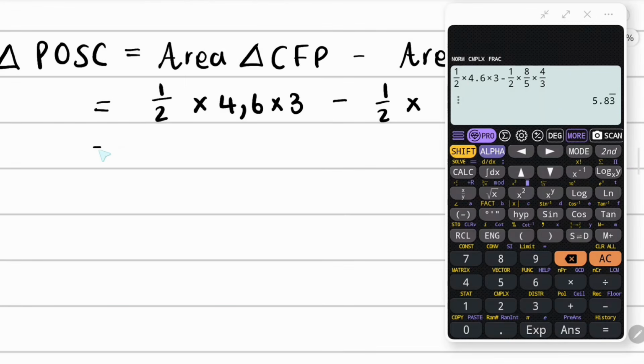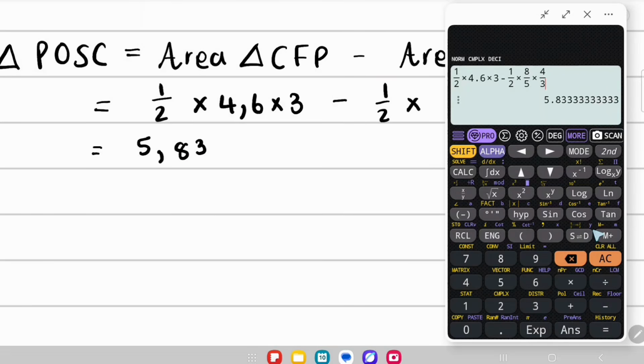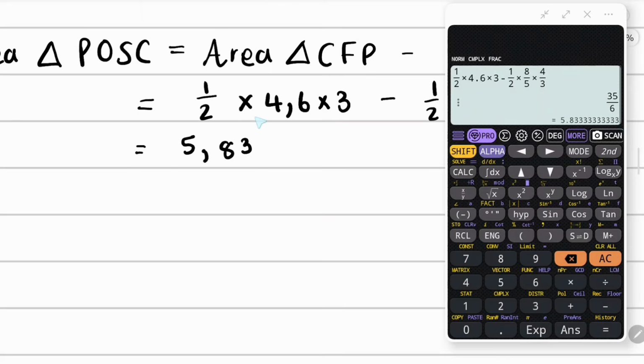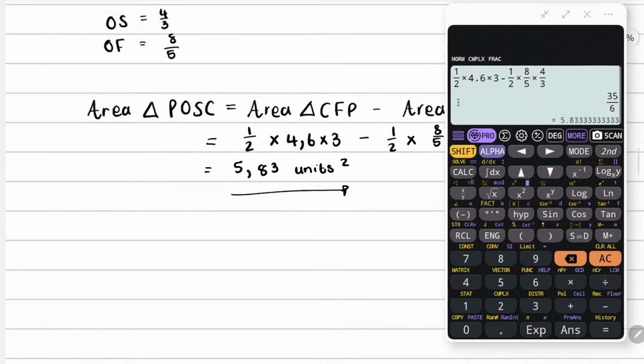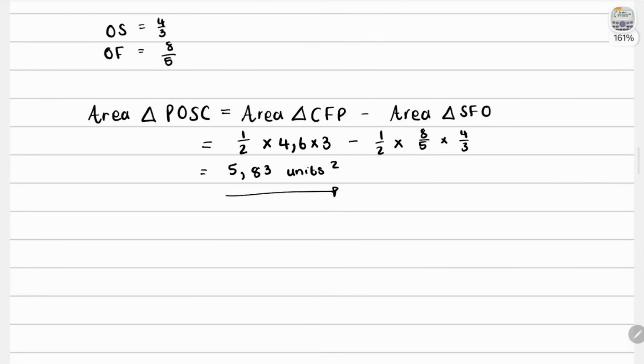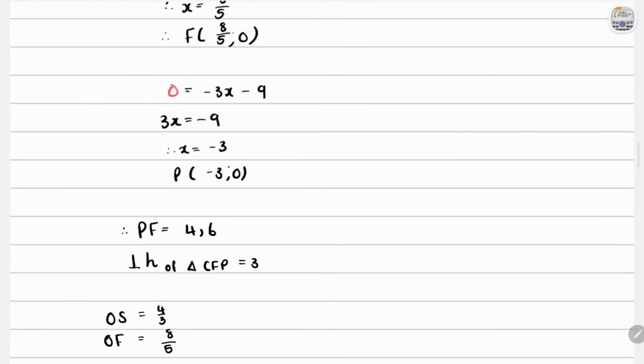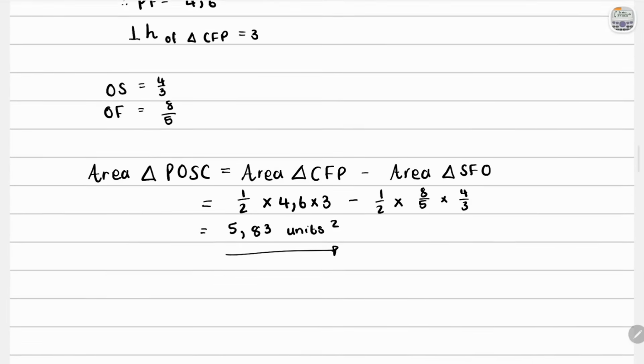And that gives us 5.83 units, and the 3 is recurring, so it's just going to round down to 3. And so we will say units squared. And that is the area of triangle POSC, and that is it for question 3.